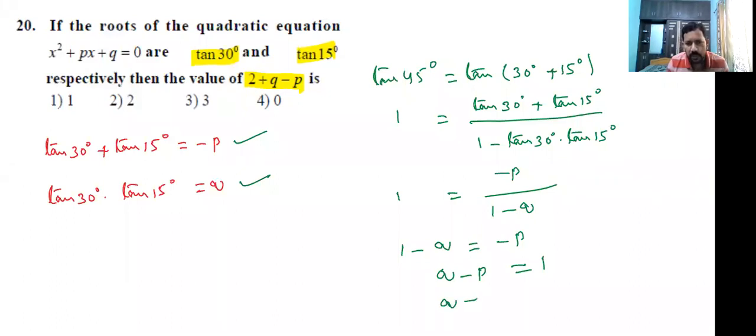Adding 2 on both sides, q minus p plus 2 is equal to 1 plus 2, that is equal to 3. Answer 3. Which option is correct, students? Third option correct. This type of problems is important.